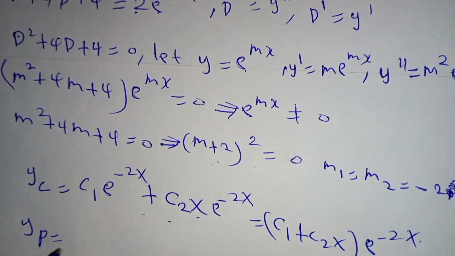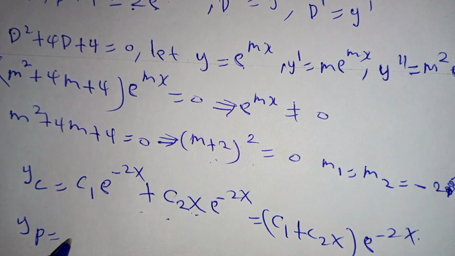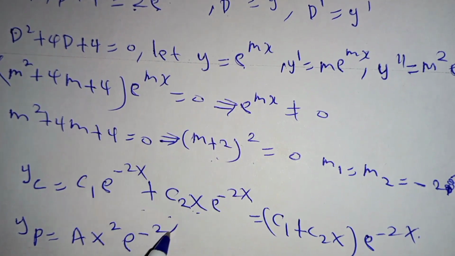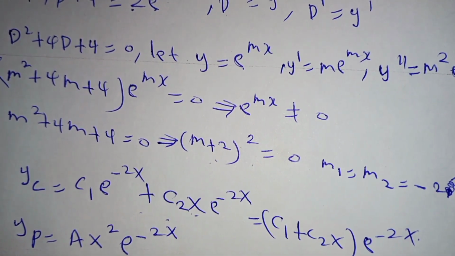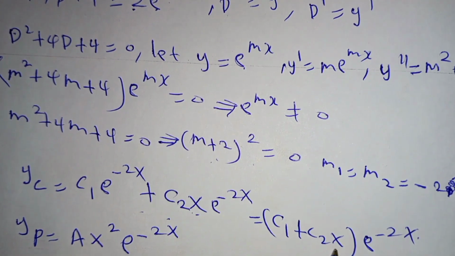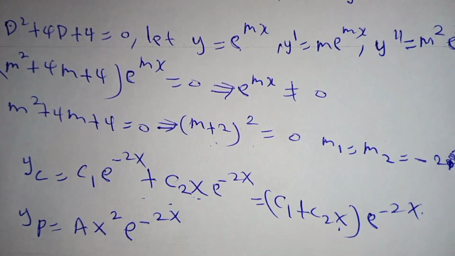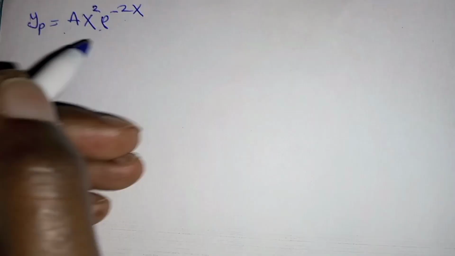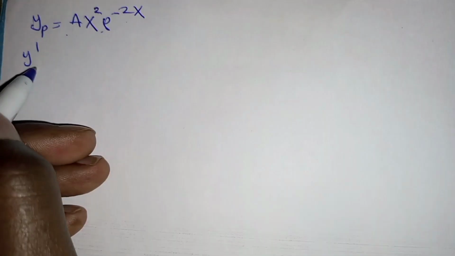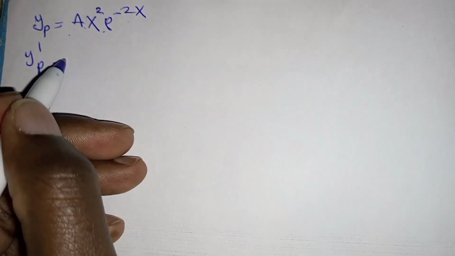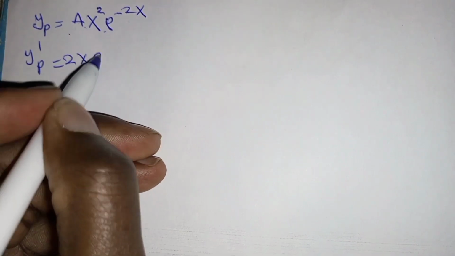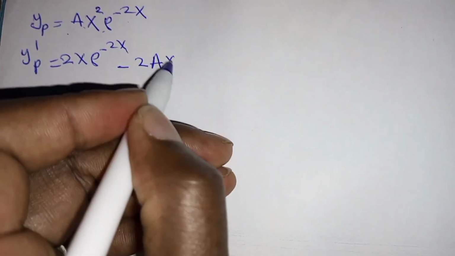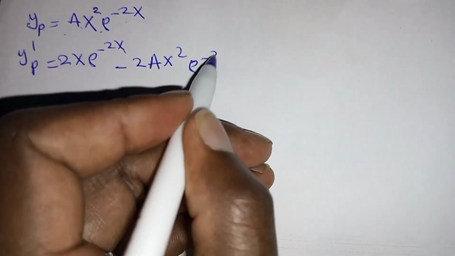Now, to get the particular part, yp, we are going to attempt this form: a x squared exponential negative 2x. That is what we are going to use because there is x there. So let yp be equal to a x squared exponential negative 2x. Then from here we get our y prime. We differentiate this using the product rule: 2ax exponential negative 2x minus 2a x squared exponential negative 2x.